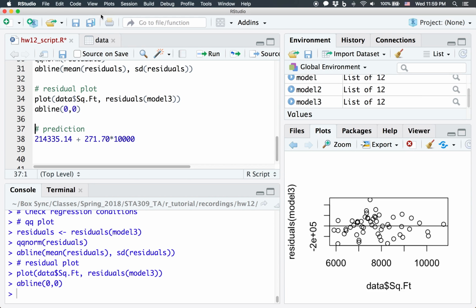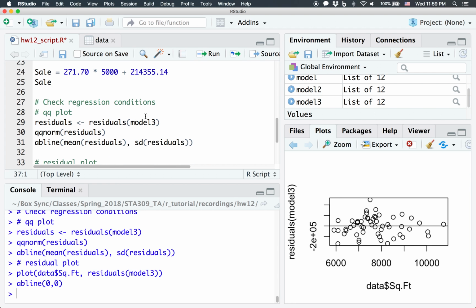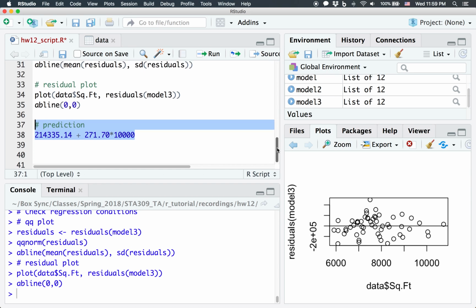Okay, so I think I already explained how to make the prediction when we are given an x variable.